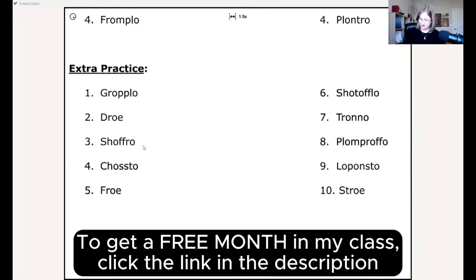Number 9. Go for it. All right, so here we have an O sound because of the tap 2 rule, an A sound because of the tap 2 rule, the long O sound because O at the end says O. So our sounds are L, O, P, A, N, S, T, O.